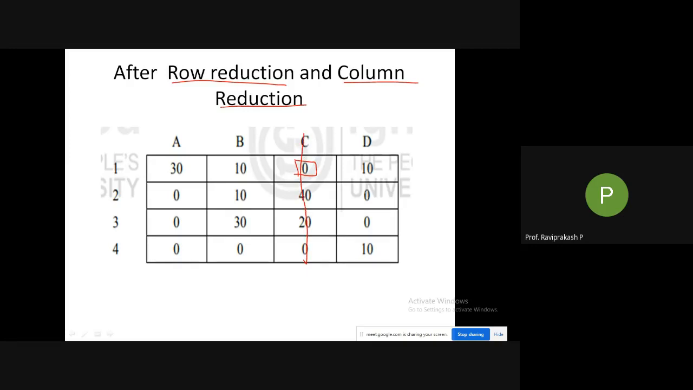Next, the second row has 2 zeros. Third row, 2 zeros. Fourth row, 2 zeros. So now go with columns. Here I am having 3 zeros. Here only one 0, so I can mark this one. As it is column reduction, going through columns, you should cross off the row.